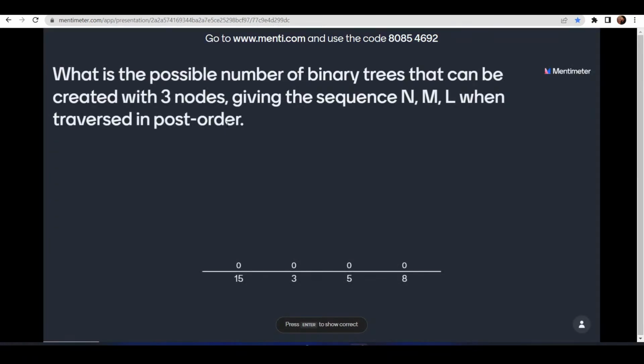Here we have the very first question: what is the possible number of binary trees that can be created with 3 nodes? We are given the sequence NML, when traversed in post order. So there is a condition that we have to find all such possible binary trees where the post order traversal will be NML, and there are 3 nodes. You have to answer how many possible binary trees there are. You can answer on menti.com, or in the comment section also. I will be waiting for you.